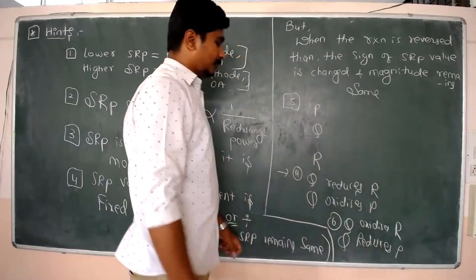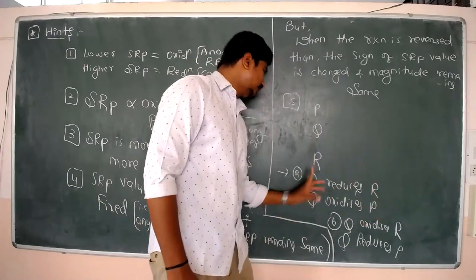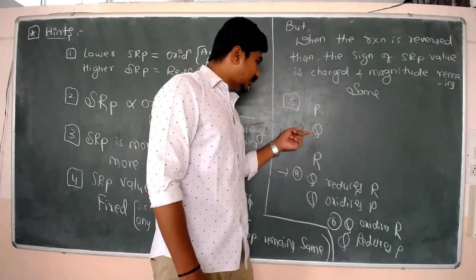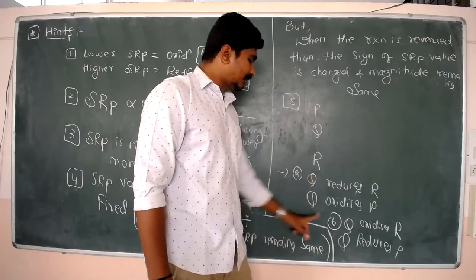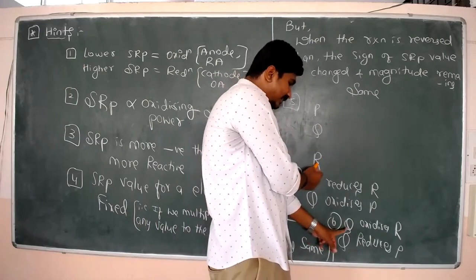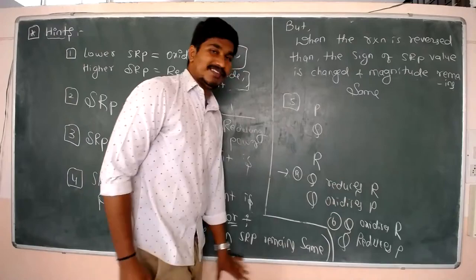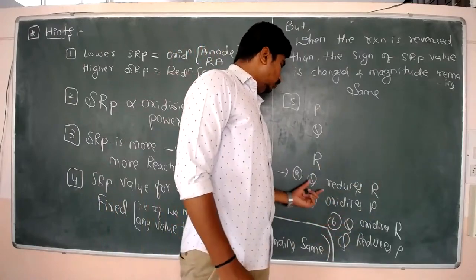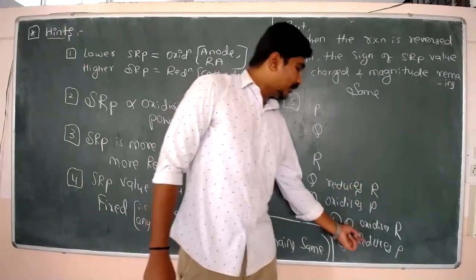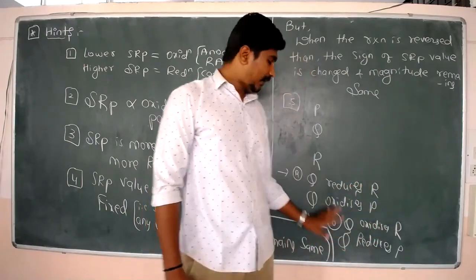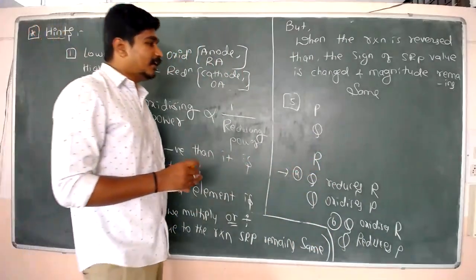Here 2 options are there. First option is Q reduces R and Q oxidizes P. Second option is Q oxidizes R and Q reduces P. Third option: Q oxidizes both P and R. Fourth option is Q reduces both P and R. 4 options are there, I am taking only 2. Which one is correct? For that, you have to check.